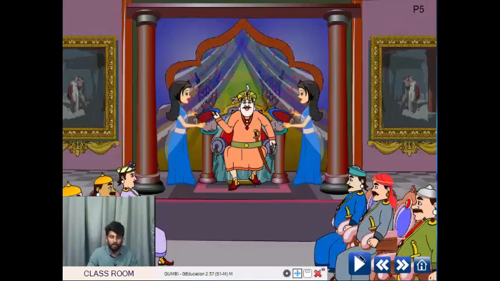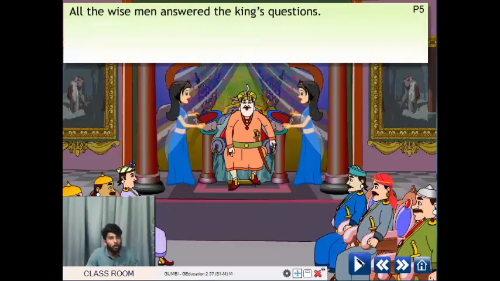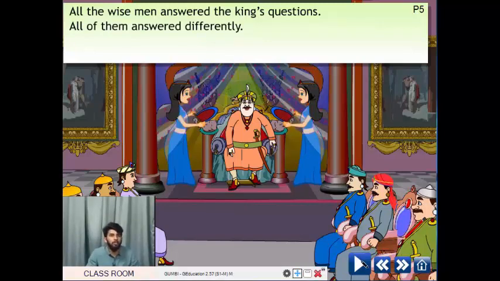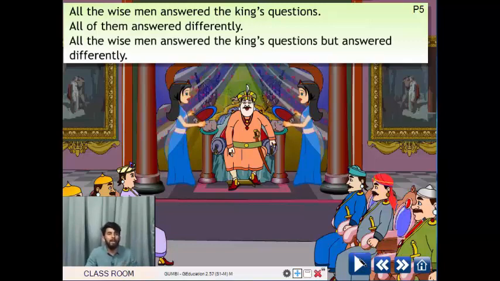Similarly, let us have one more example. All the wise men answered the king's questions. So all the wise men in the court answered the king's questions. All of them answered differently. So now we have two simple sentences, and let's see how we can combine these two. All the wise men answered the king's questions but answered differently.